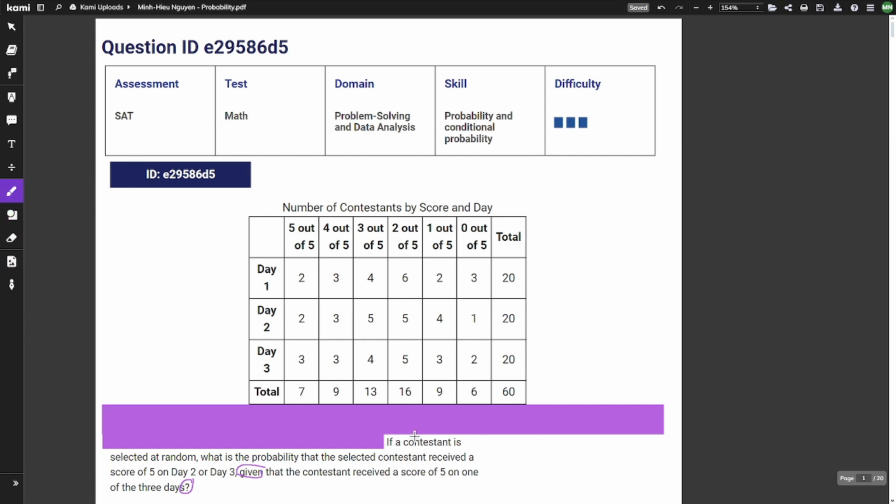Now let's get started. If a contestant is selected at random, what is the probability that the selected contestant received a score of 5 on day 2 or 3, given that the contestant received a score of 5 on one of the 3 days? So there are two important pieces of information that we need to know here. The first one is that the contestant must have received a score of 5 on one of the 3 days. If we look at our table right here, this entire column has contestants that received scores of 5. So that's all we're going to need to focus on, just this singular column right here. All of these other columns, we can basically ignore. Pretend they're not there, just like this top part of the question.